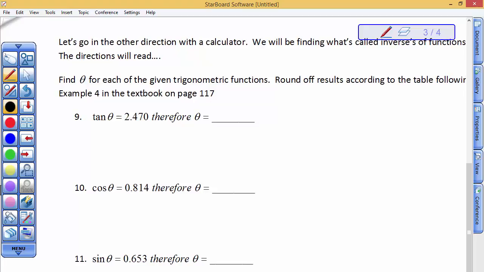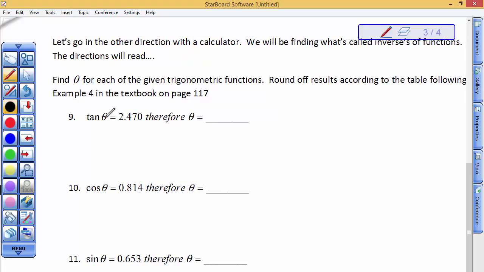Okay, let's go in reverse. Let's go in the other direction with the calculator. We have already done this, but I want to just do it a few more times, and I want to draw a picture. I'm always trying to draw pictures so that you can get a gut feel for what you're typing. It's one thing to just type it. It's another thing to understand it.